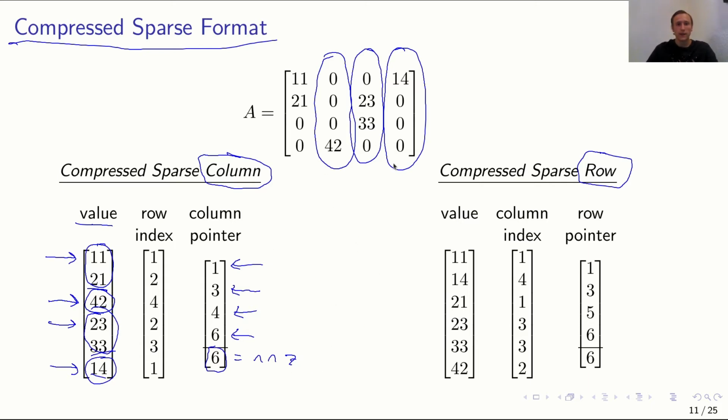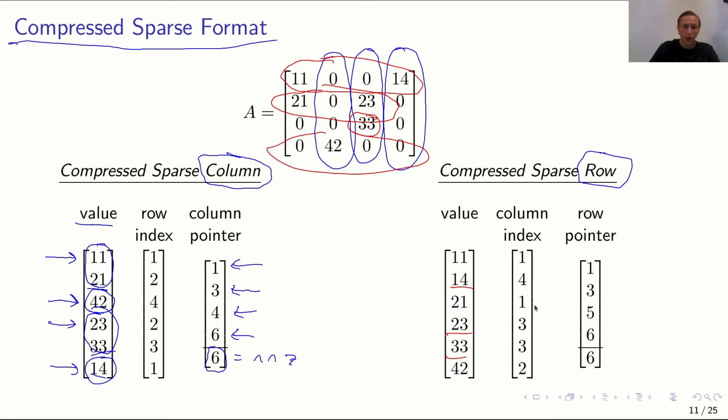Now, if we can do this in a compressed sparse column format, obviously we can also do so in a compressed sparse row format. In this case, we would store the values in row major order. So we start with the first row, 11 and 14. Then comes the second row, 21 and 23. Then comes the third row, just 33. And then comes the fourth row, just 42.